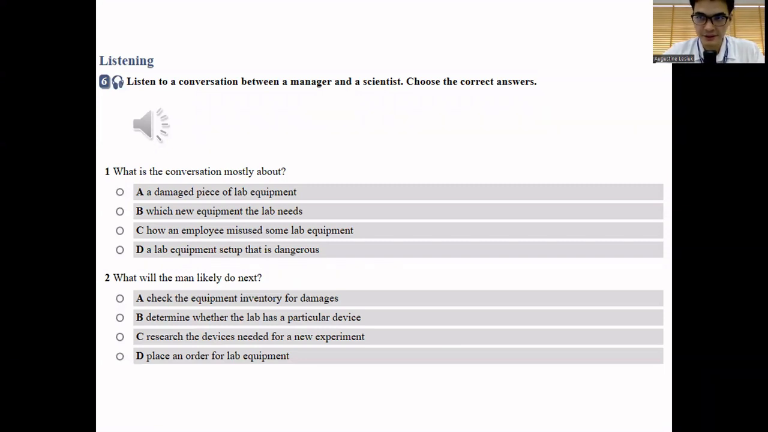For the next listening segment, I want you guys to listen to a conversation between a manager and a scientist. Afterwards, you choose the correct answers for the following two questions. The first one asks, what is the conversation mostly about? And you choose one of these answers. And the next one, what will the man likely do next? And then you choose one of these answers, okay?